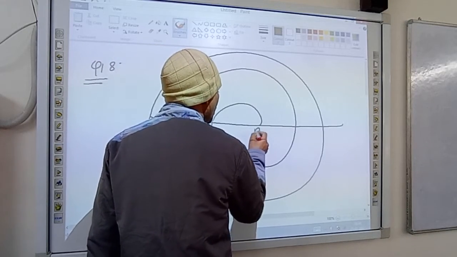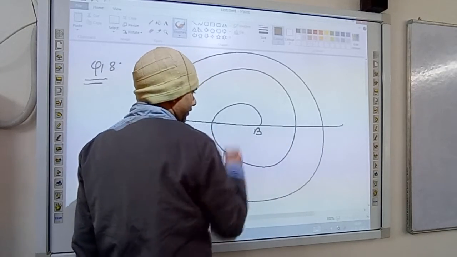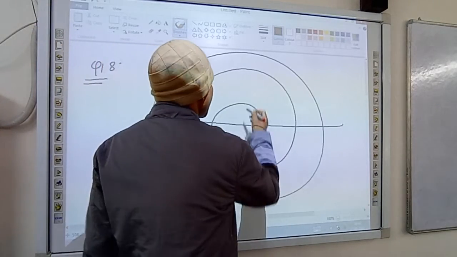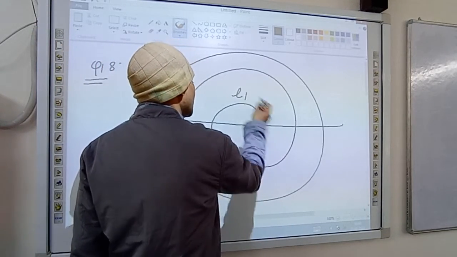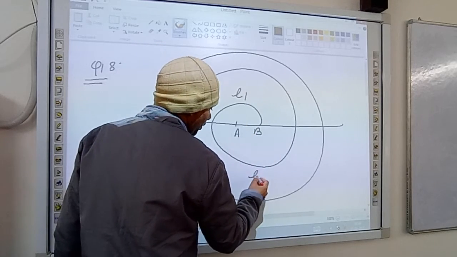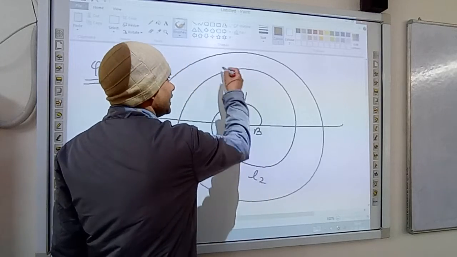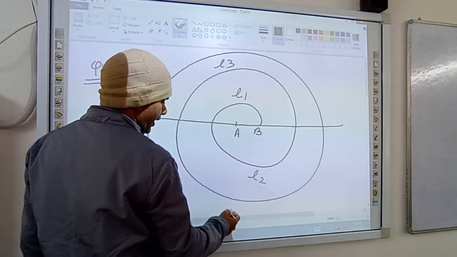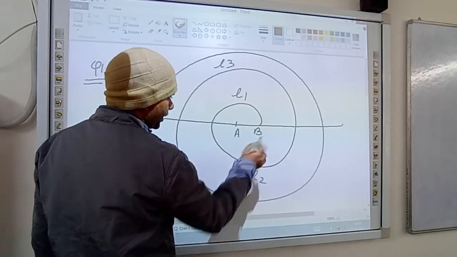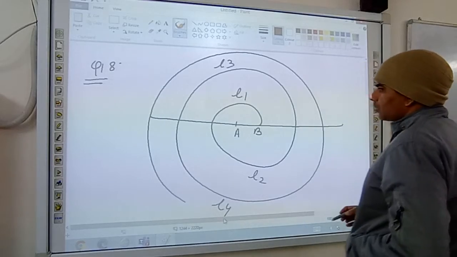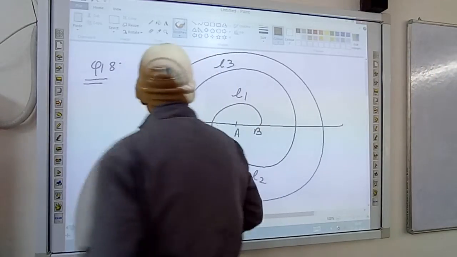Be the center of a semicircle below this line. That is L1, whose center is A. That is L2, whose center is B. That is L3, whose center is A. That is L4, whose center is B. And so on up to 13 consecutive semicircles.